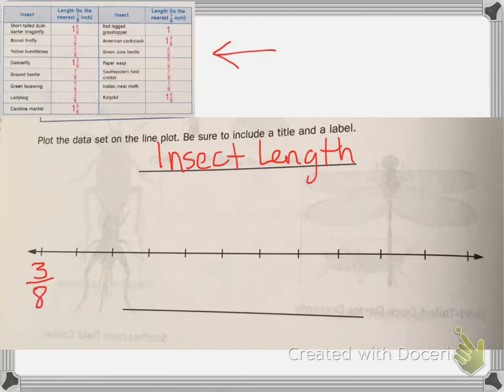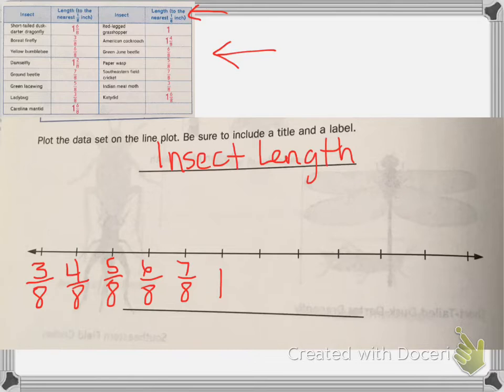Now, if you notice up here at the title where it says length to the nearest 1/8 inch, that means we're going to count by 1/8. So 3/8, next one would be 4/8, 5/8, 6/8, 7/8, 8/8. What should I put in place of 8/8? Well, if you said 1 whole, you're correct.